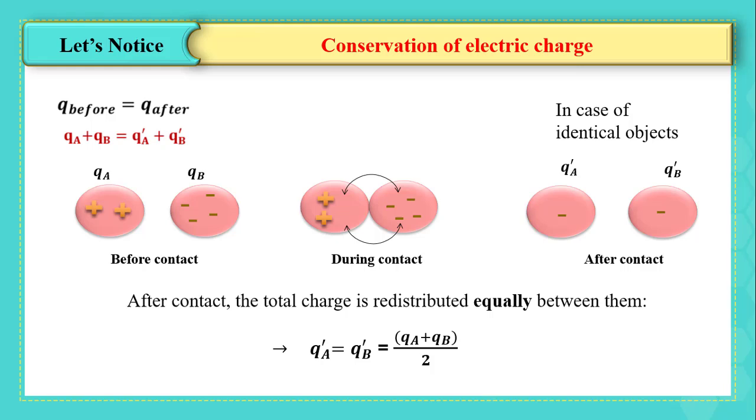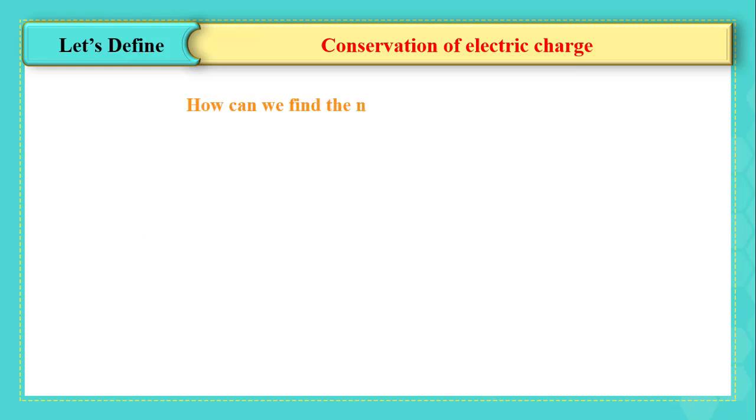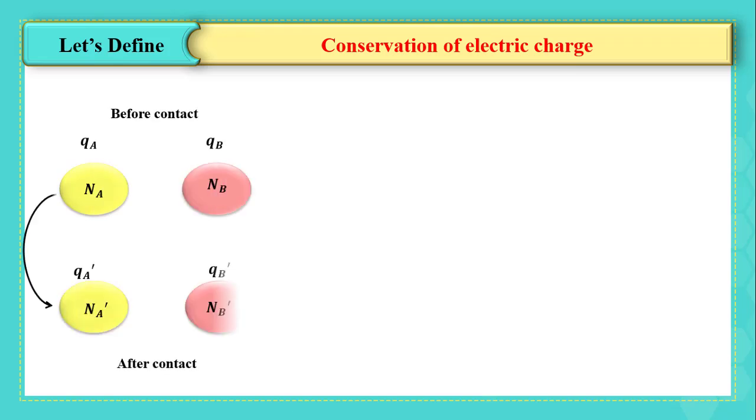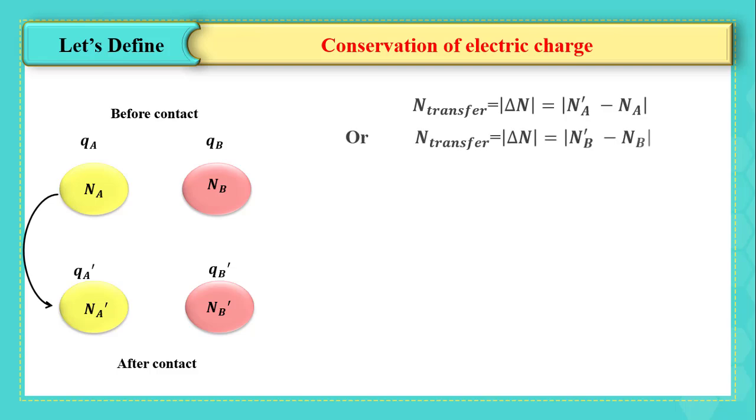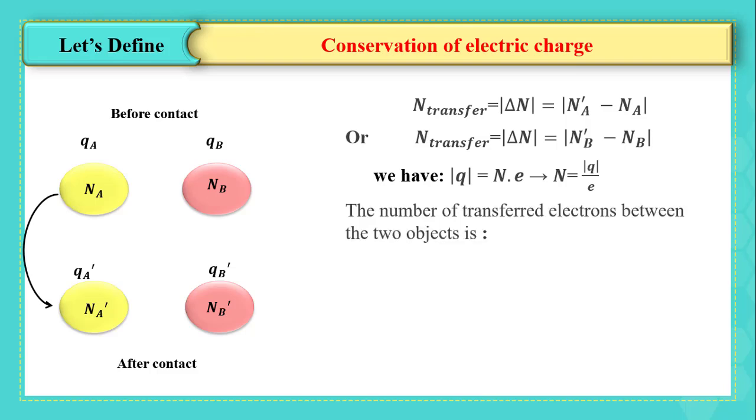Now, how can we find the number of transferred electrons between two conductors? It will be like this. N transfer is equal to the absolute value of N prime A minus NA, or N prime B minus NB. And here we insert the absolute value to prevent a negative number for N, because it is a number of electrons and it can't be negative. Or we can say that the number of transferred electrons between the two objects is N transfer equal absolute value of Q prime A minus QA over e, or N transfer equal absolute value of Q prime B minus QB over e.